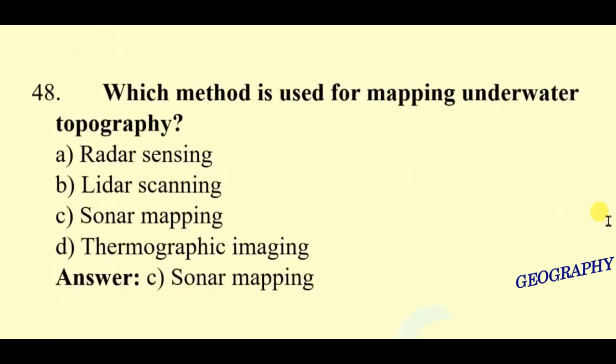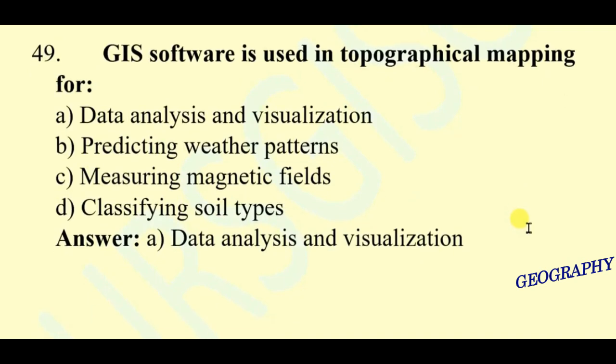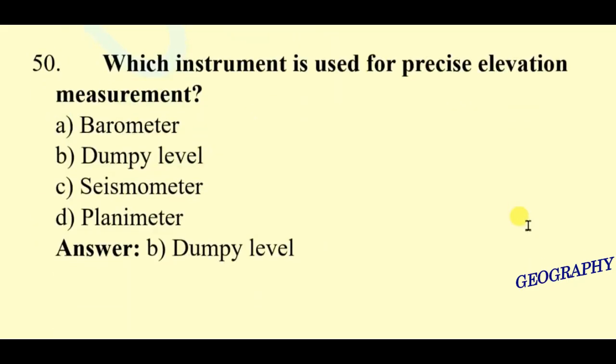Question 48. Which method is used for mapping underwater topography? Radar sensing, lidar scanning, sonar mapping, thermographic imaging. Here the right answer will be sonar mapping. Question 49. GIS software is used in topographical mapping for data analysis and visualization, predicting weather patterns, measuring magnetic fields, classifying soil types. Here the right answer will be data analysis and visualization. Question number 50. Which instrument is used for precise elevation measurement? Barometer, dumpy level, seismometer, planimeter. Here the right answer will be dumpy level.